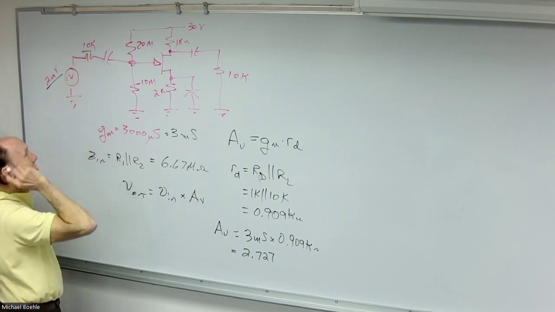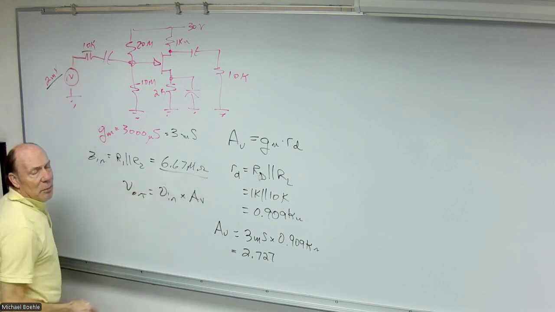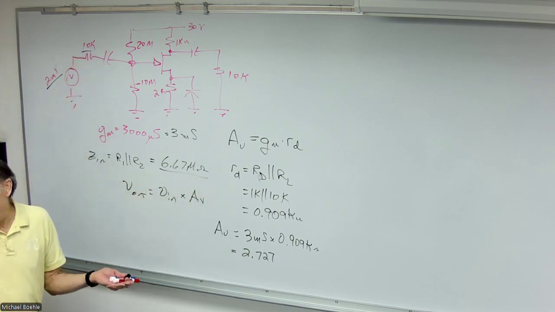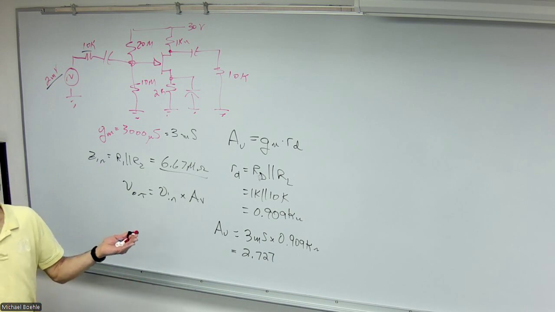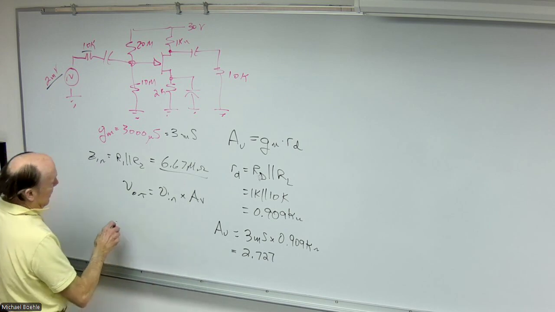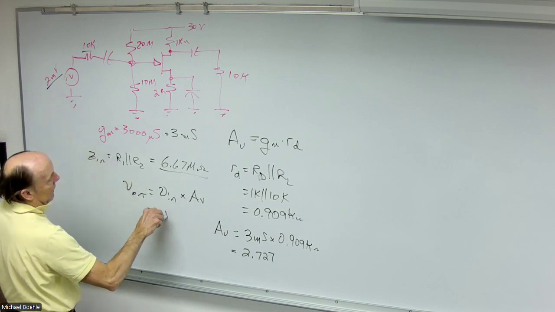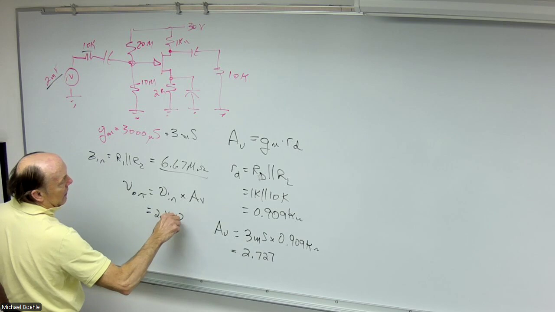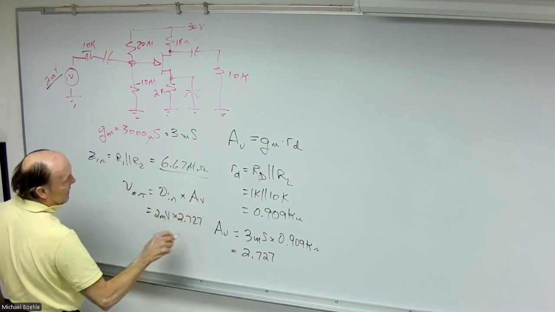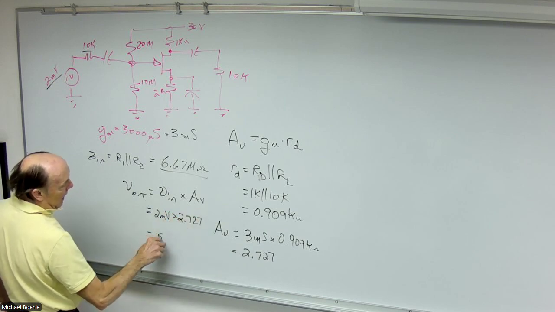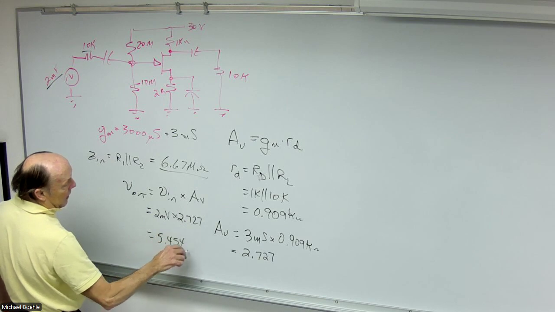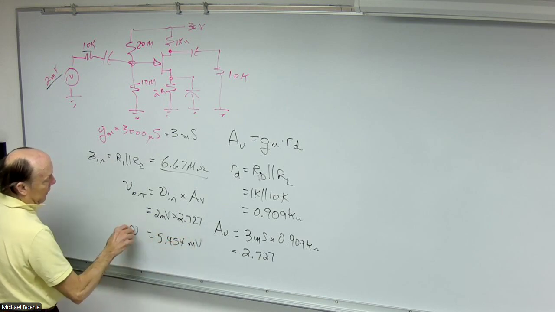And we have a 10K generator resistance, but with an input impedance of 6.67 megohms, that doesn't matter. So basically, the output voltage would be the 2 millivolts times our gain of 2.727, or 5.454 millivolts.